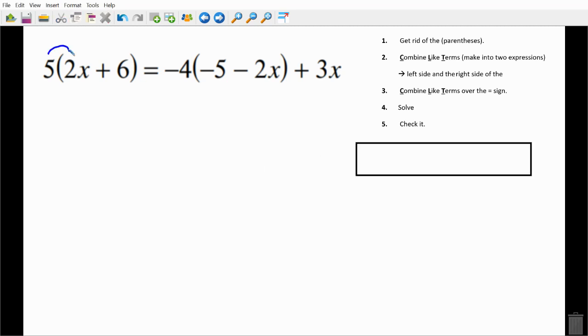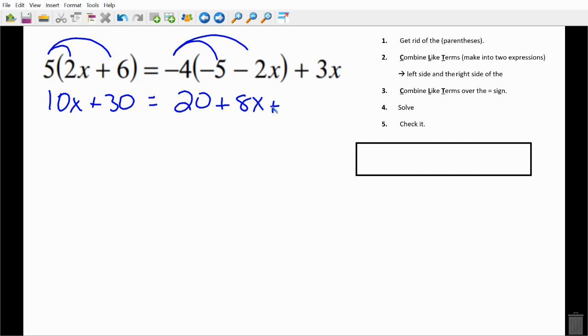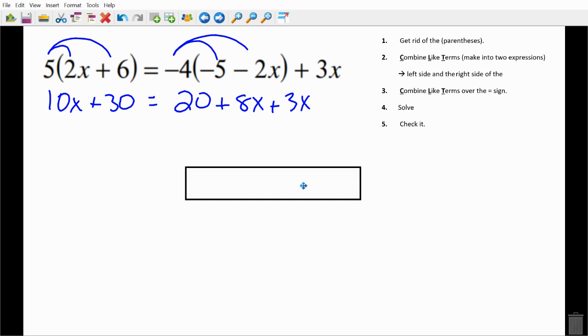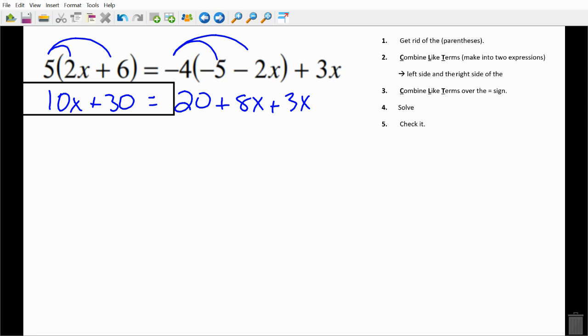So let's redo everything. 5 times 2x, 10x. 5 times positive 6, positive 30, equals negative 4 times negative 5 is positive 20. Negative 4 times negative 2 is positive 8x, plus 3x. Oh, Cockburn, you forgot that last time. I know. Guess what? Even teachers make mistakes. That's why I'm keeping it on here. I don't really care. Can you combine 10x and 30? No. Again, one's a variable, one's a constant.